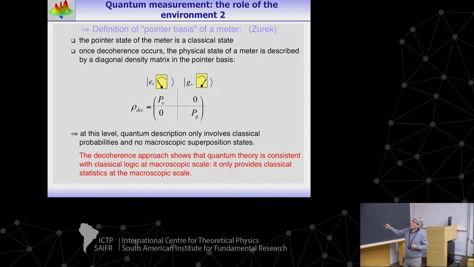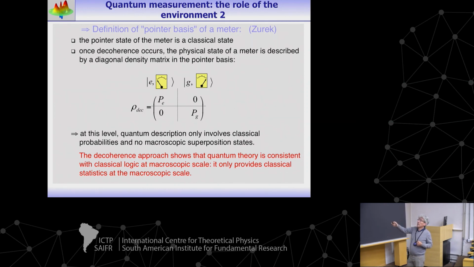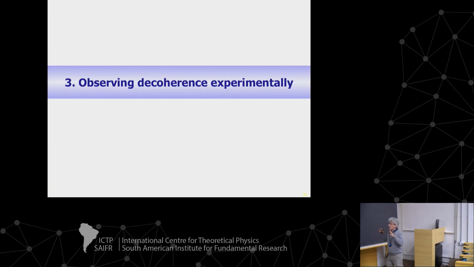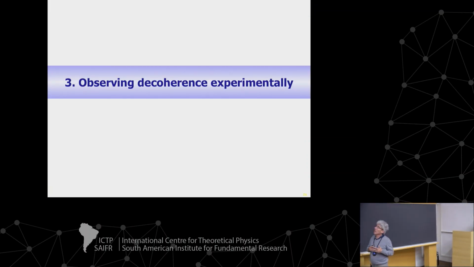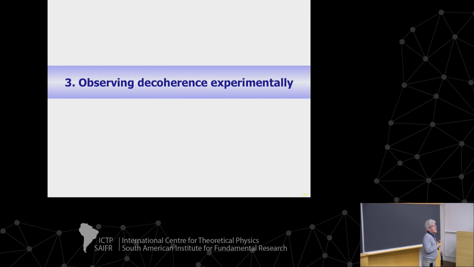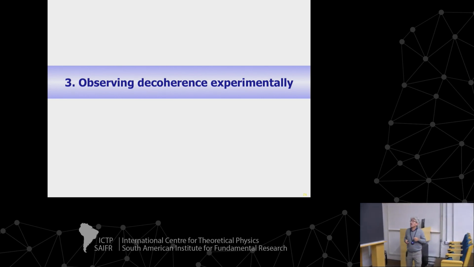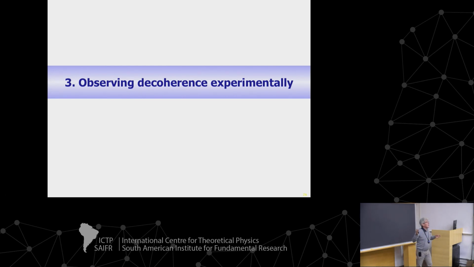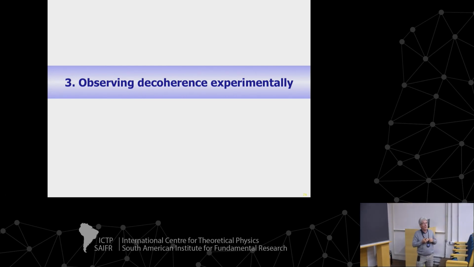And indeed, when you have the diagonal density operator, you are just dealing with classical probabilities of having that state. You see, you don't have probability amplitudes involved in this density operator. So that's the point concerning the principle. And now I will go into the experimental observation of this decoherence process. But maybe it's good to have a short break here to have questions about this first part of the lecture.